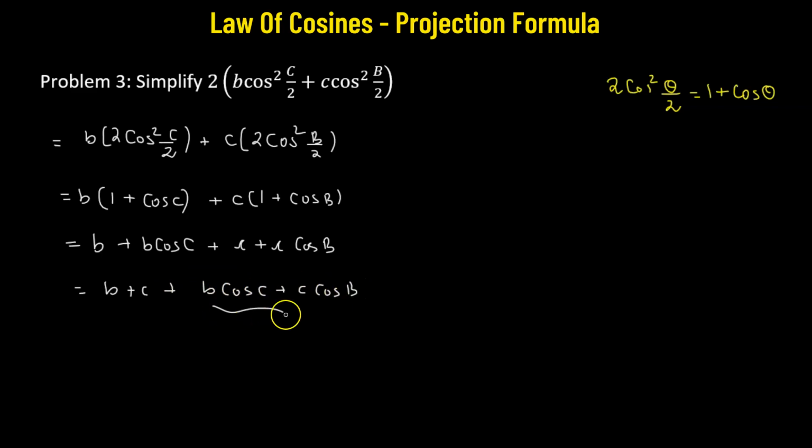So using the projection formula, this is nothing but a. So we have a plus b plus c. So this is the simplified value of the given expression. Now let's move on to the next problem.